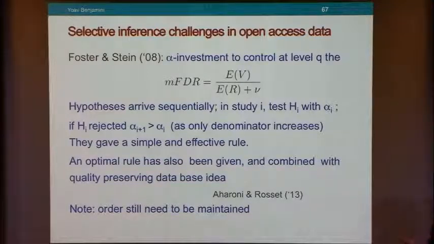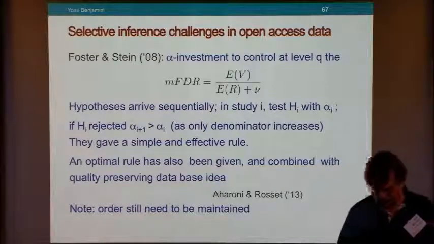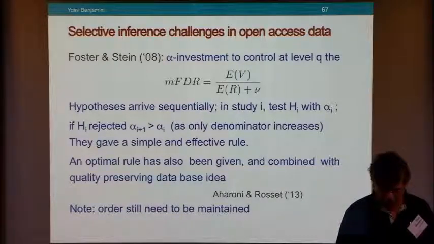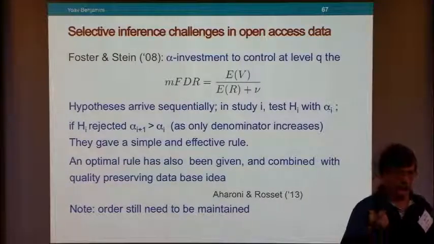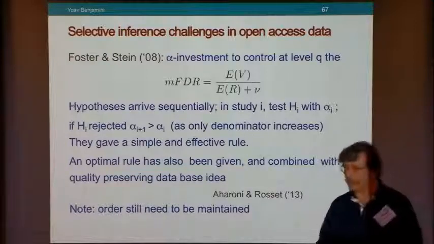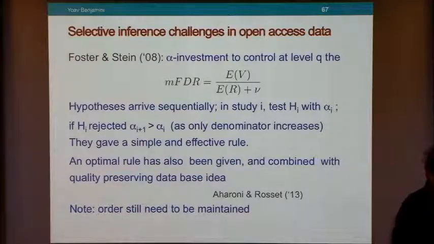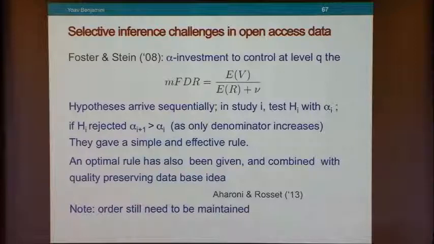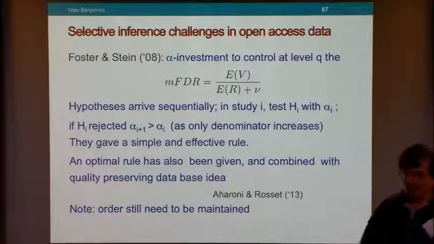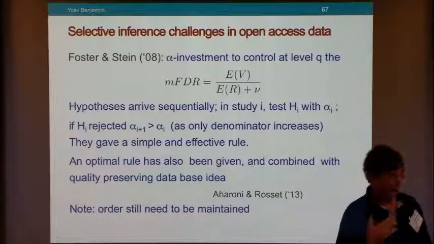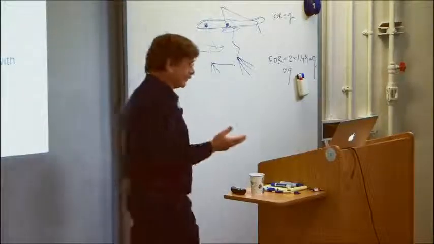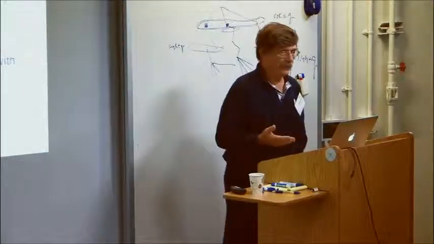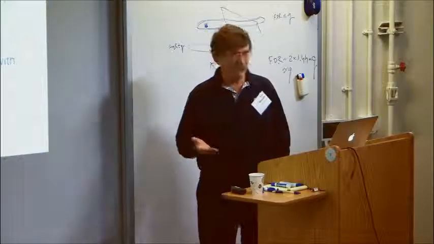For instance, the European community have decided that as of January 1st of 2014, all clinical trials results should be deposited in an open access database on individual patient level, and should be available for other people to study, to reanalyze, to look for different results, and so on and so forth. So the question is immediate, that of selective inference.